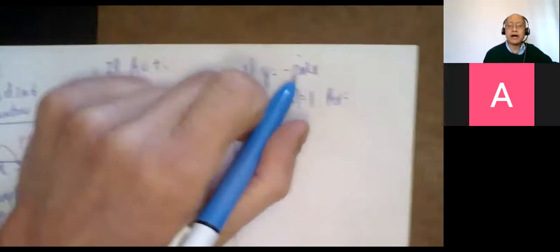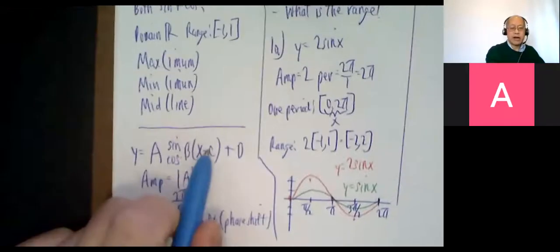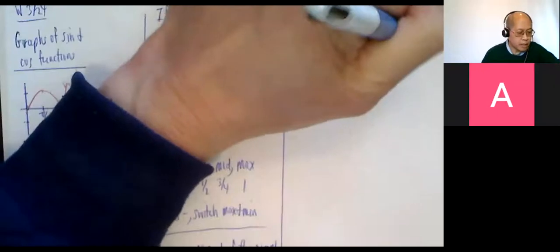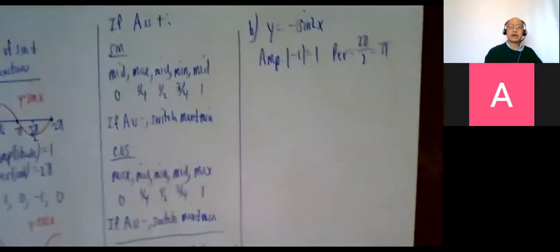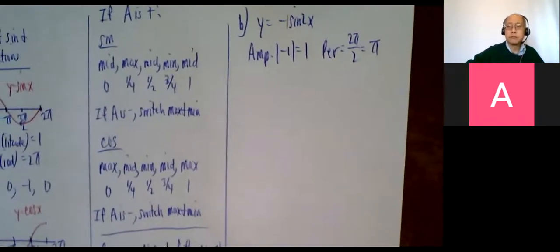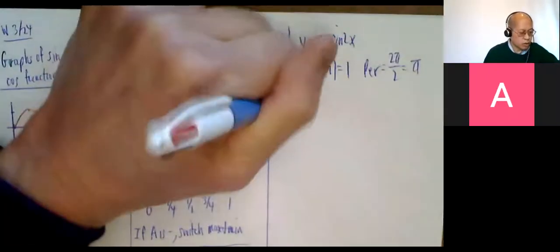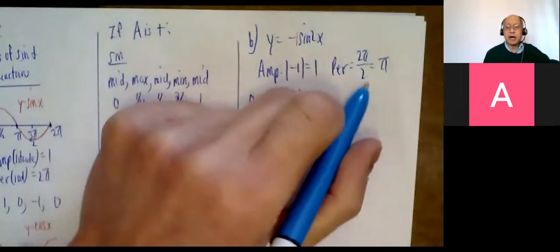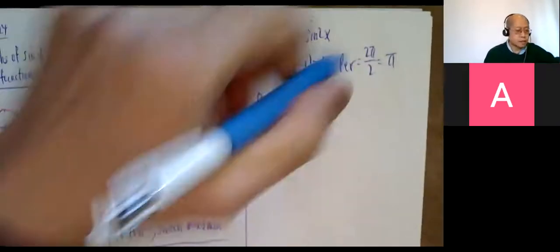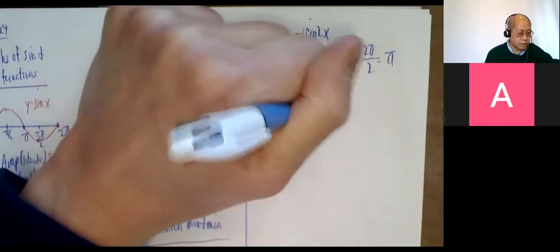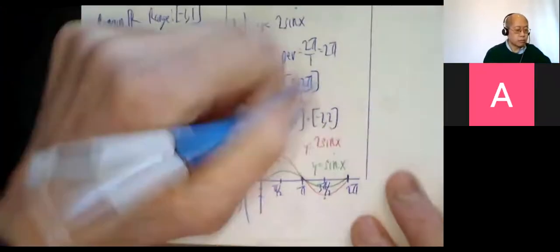The period is 2 pi divided by B. Okay, right now we don't have any C or D. So it's 2 pi divided by 2, which is pi. Right. So one period isn't going to go from 0 to 2 pi. It's going to go from 0 to pi. Okay. And again, that's in the x direction. This is x. Okay. The range is always for y.